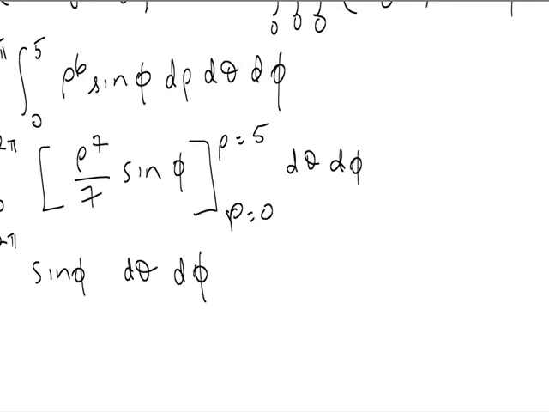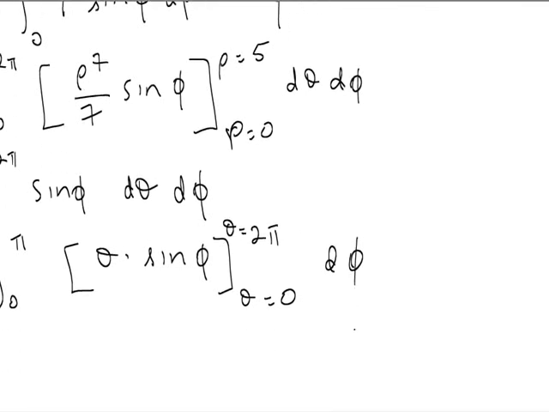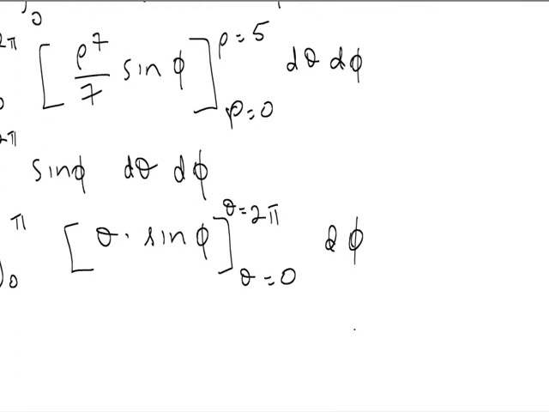which is equal to 5 to the 7th over 7, 0 to pi. With respect to theta, so that's theta times sine phi, from theta is 0 to 2 pi. Very interesting. What do you see? Oh, no, sorry. Not interesting yet. Forget I said that. I recall that statement. Okay, multiply by 2 pi.